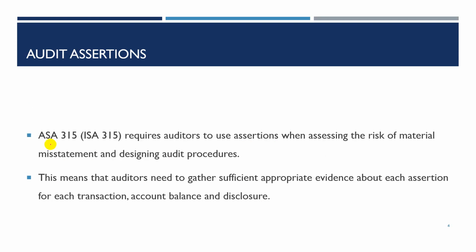Australian Accounting Standard ASA 315 requires that auditors use assertions for transactions, account balances, and presentation and disclosures when assessing the risk of material misstatement in financial report and when designing their audit procedures. This means that auditors need to gather sufficient appropriate evidence about each assertion for each transaction class, account balance, as well as for presentation and disclosure.